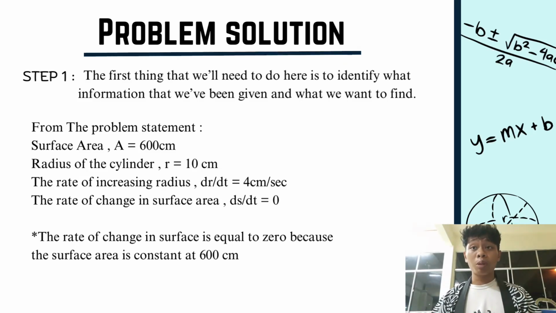Next, I will go to the problem solution. The first thing that we need to do here is to identify what information we've been given and what we want to find. From the problem statement, we can define that surface area S is equal to 600 cm². Radius of the cylinder r is equal to 10 cm. The rate of increase of radius dr over dt is equal to 4 cm per second. The rate of change in surface area dS over dt is equal to 0. Did you know why it's 0? The rate of change in surface area is equal to 0 because the surface area is constant at 600 cm².